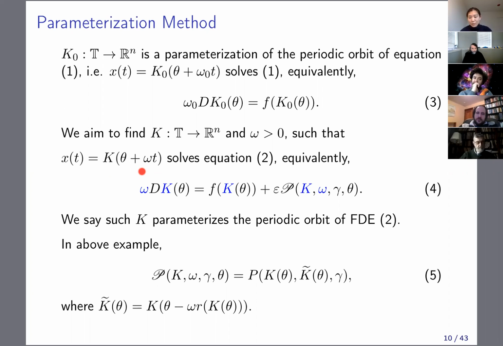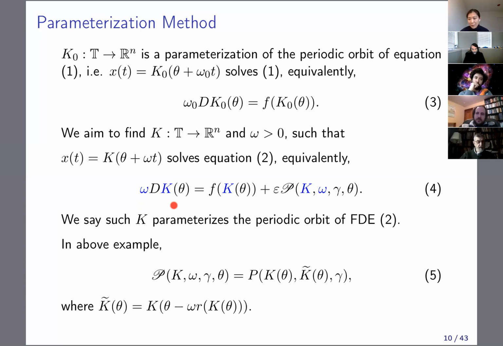And this is equivalent to, if we plug this expression into the perturbed equation, this frequency omega and parameterization k satisfy this functional equation 4. So when we say we have a parameterization of the periodic orbit, this is exactly what we mean. We can find omega and k which satisfy this functional equation 4.